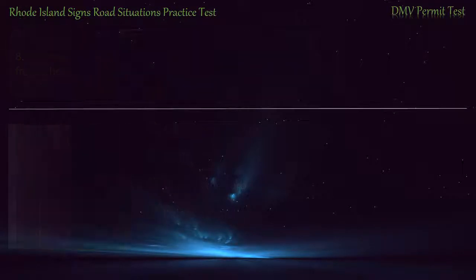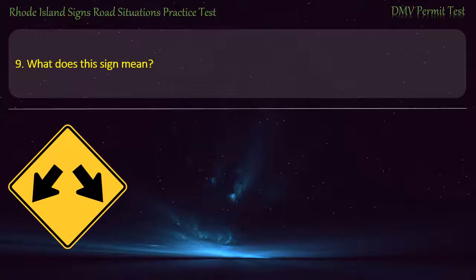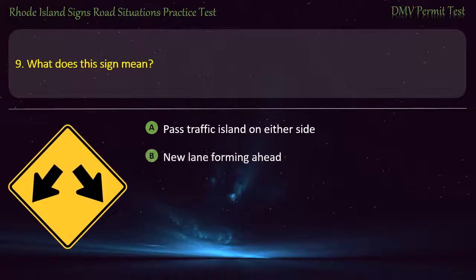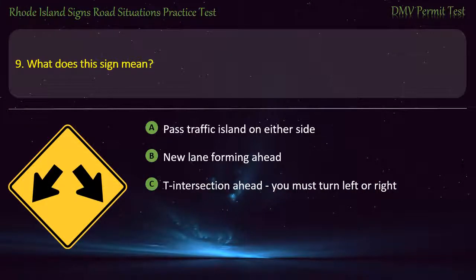Question 9. What does this sign mean? Pass traffic island on either side. New lane forming ahead. T intersection ahead, you must turn left or right. Passing lane ahead. Answer. Pass traffic island on either side.